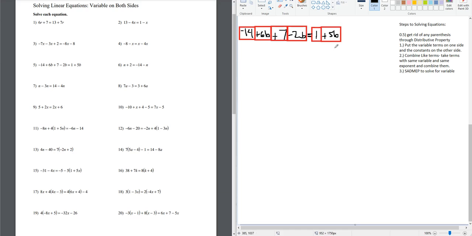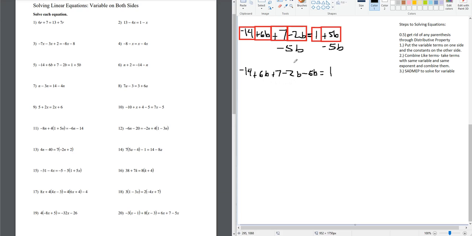So I'm going to move all my variable terms left. So this is the only variable term on my right side. I'm going to move it left here. So if it's plus 5b, I am going to subtract 5b because remember, you always want to do the opposite. So minus 5b. So I end up with negative 14 plus 6b plus 7 minus 2b minus 5b is equal to 1 because this 5b moved. So all that's left is the 1.